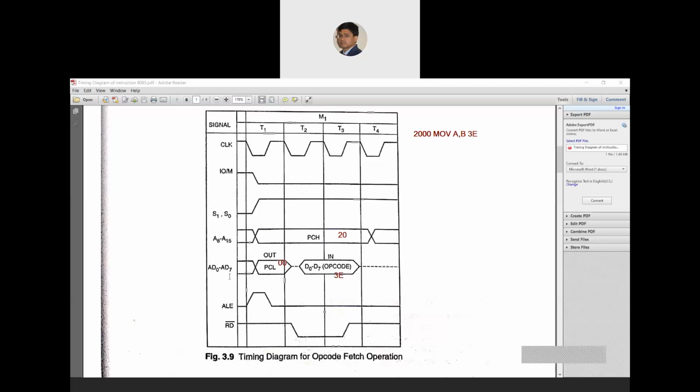What is happening to the ALE value? ALE is actually the signal that will decide in which mode your multiplexed address-cum-data bus will act. When it is high, it is acting in address mode. When it is low, it is acting in data mode. Initially, it is acting in address mode because it is required. At first, you have to take this address to the address bus.